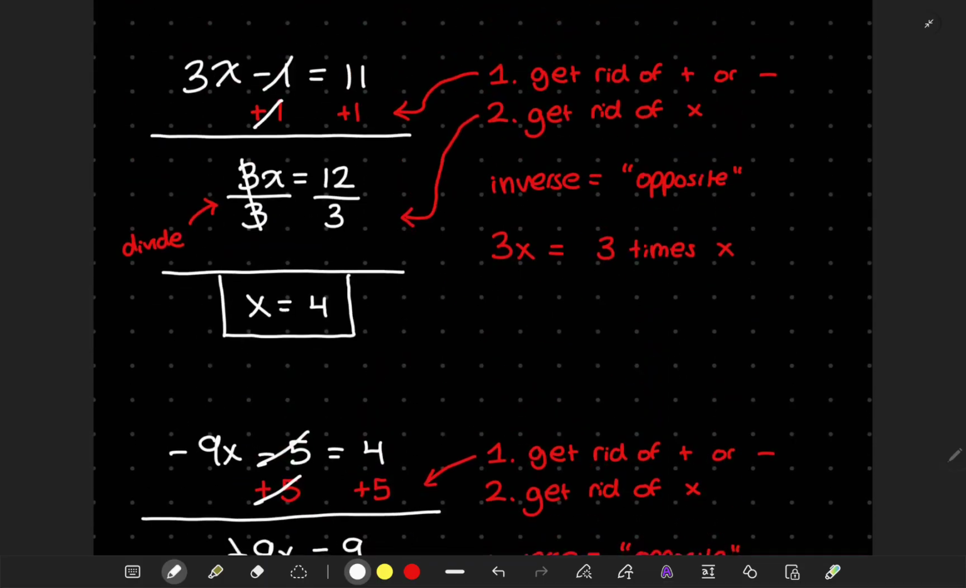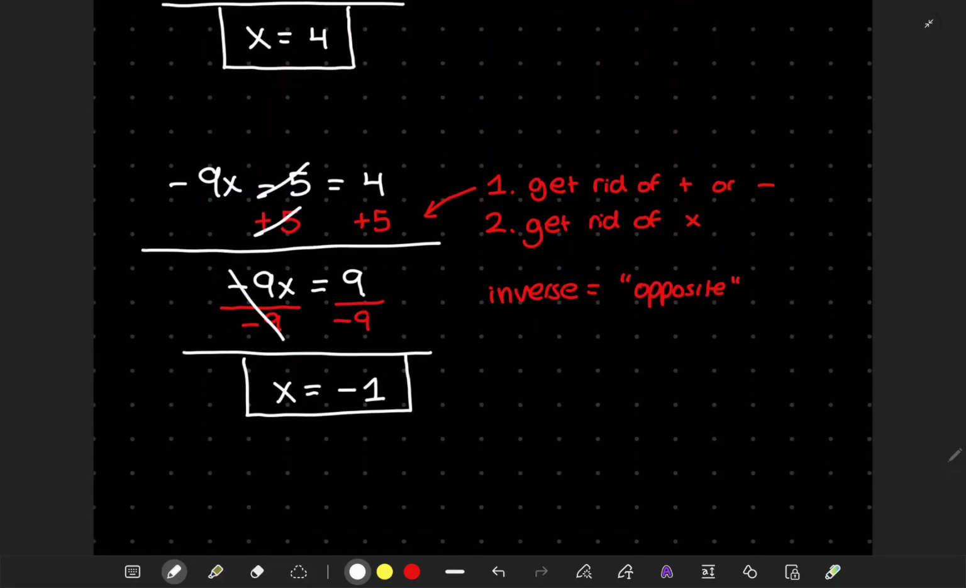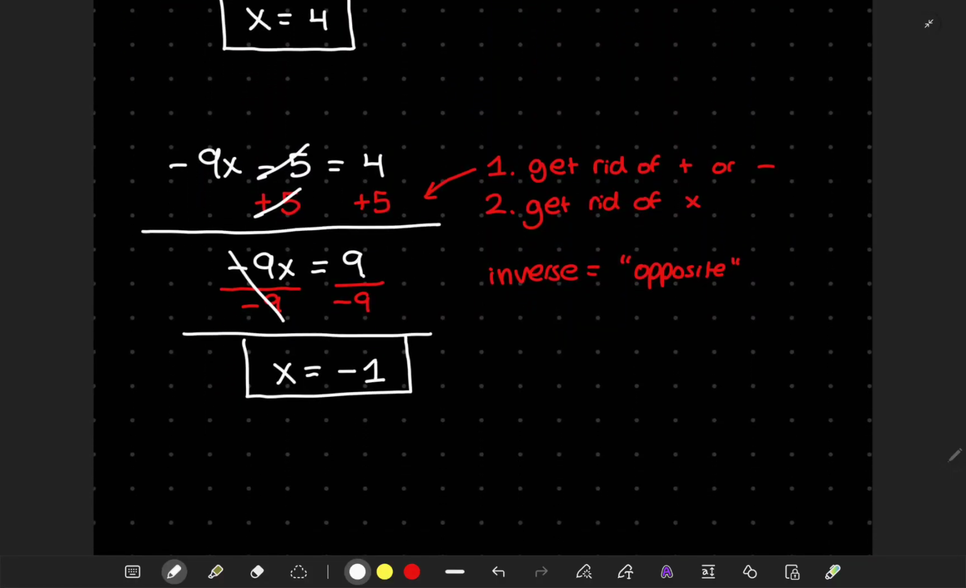So this is the way that we can approach two-step equations, particularly if there's no fractions. And I'm going to talk about in the next video what happens if there are fractions.